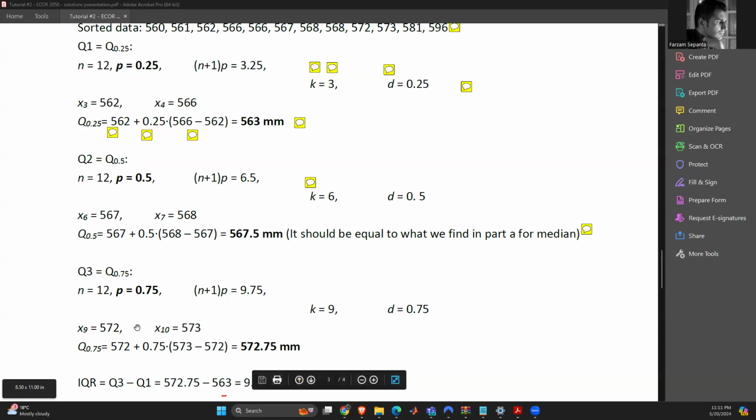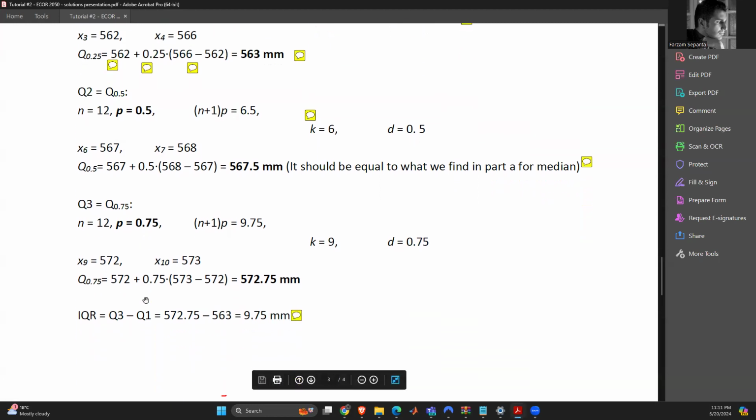So it needs to make sense, right? That's what you're solving for, like 0.75, 0.25, 0.5. Depends on what you're solving for. Don't forget to use the decimals.